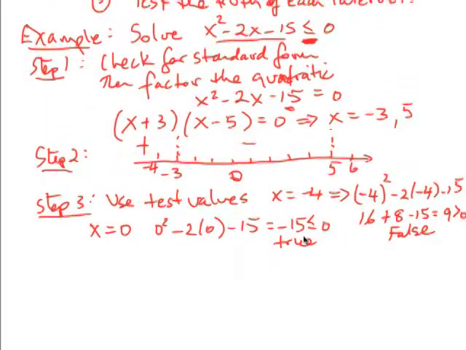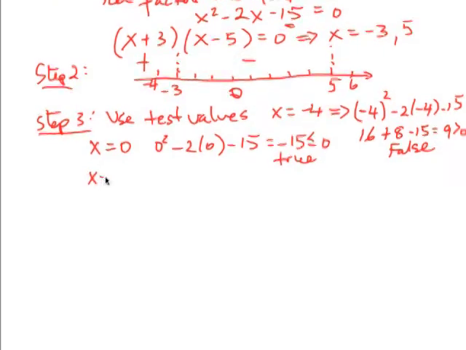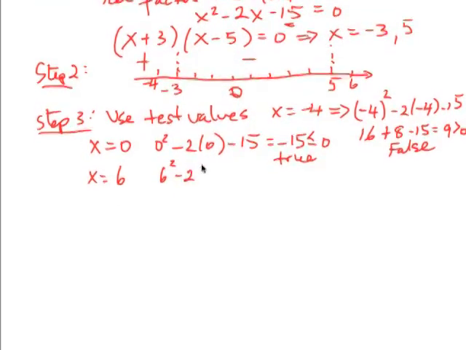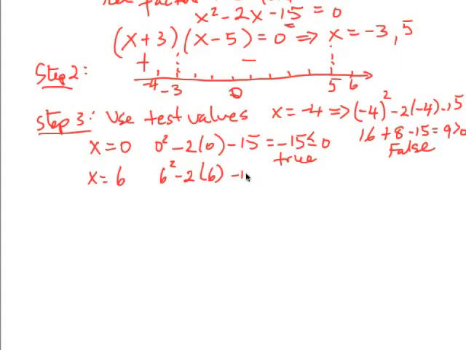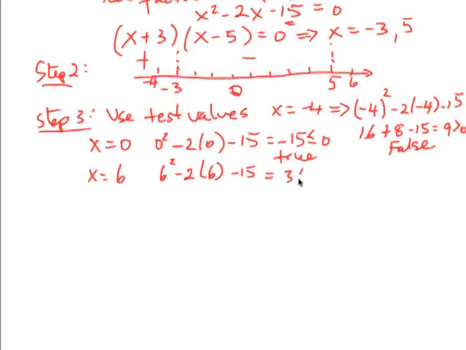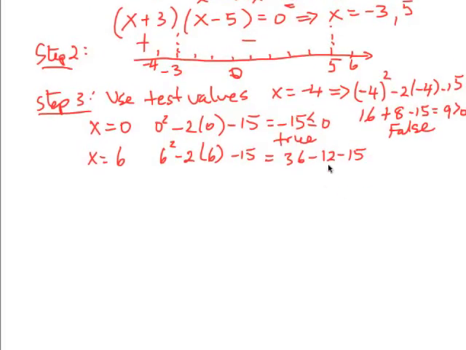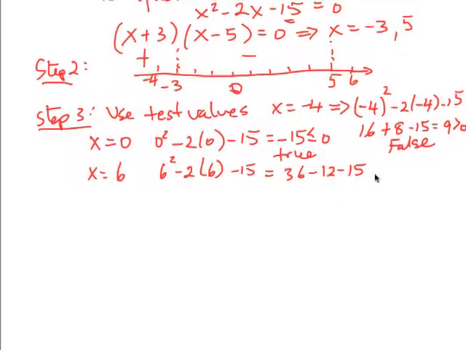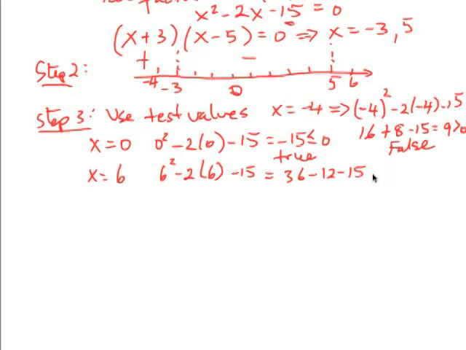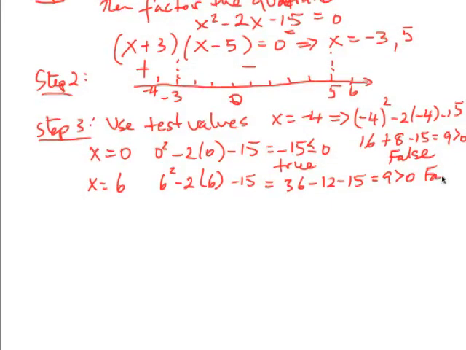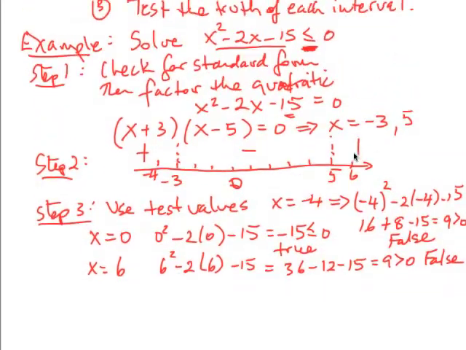And if I come across here and use 6 on the other side, when x equals 6, then I'd have 6 squared minus 2 by 6 minus 15, which is equal to 36 minus 12 minus 15. What's that, 27, so that's 9 again, so this is equal to 9, which is positive. So again, this is false, right, because we've got a positive here.